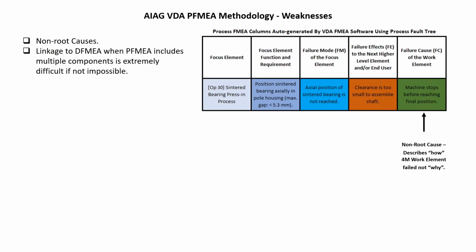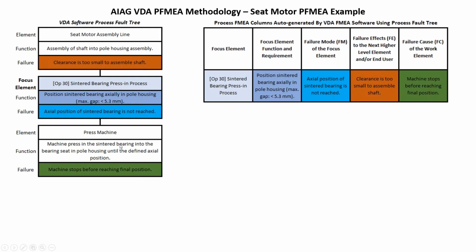Talk about the weaknesses. The biggest weakness of this methodology is the most important output of the process FMEA process is the process control plan. The process control plan, especially the prevention controls, control the ability of your process to be successful. And you've got to get to a root cause to know what they are. But what happens in this process, we identify a function of the 4M and we say, how can it fail to meet it? So in the case, if we step back, our requirement is we have to press in the centered bearing, and we say, how can it fail to meet it? We stop before reaching the final position.